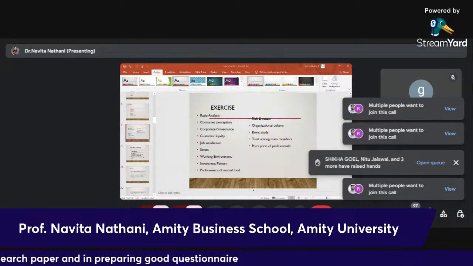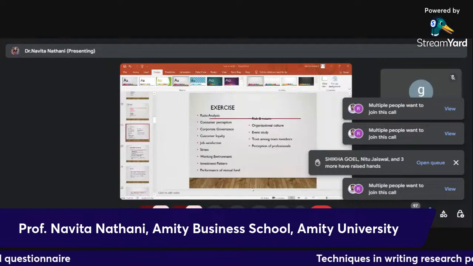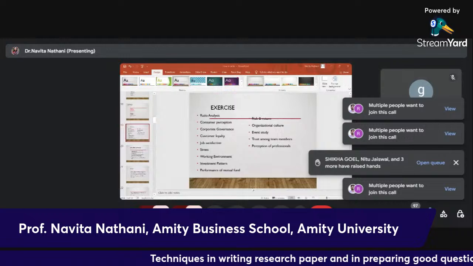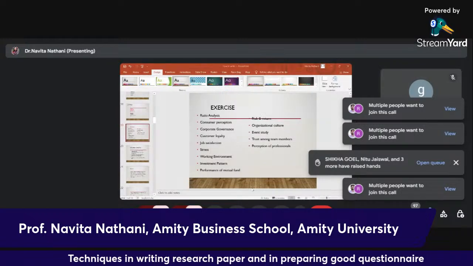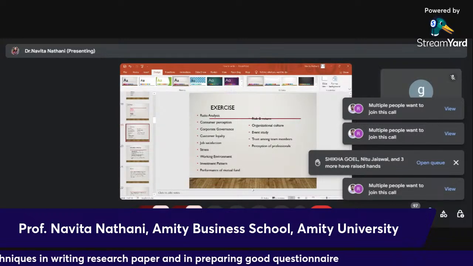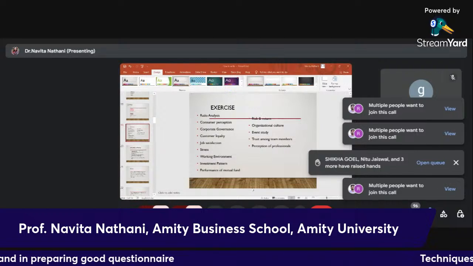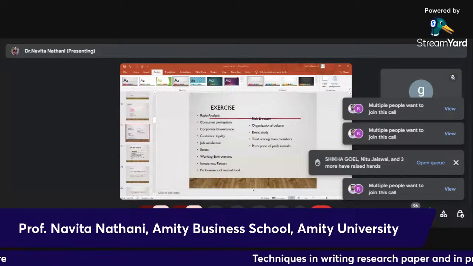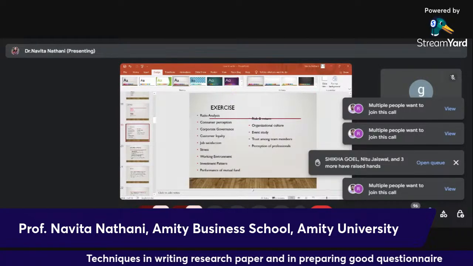Ma'am, effect of investment pattern on performance of mutual fund. Can you please repeat? The effect of investment pattern on performance of mutual funds. Okay. So there are two variables in the study, Divyansh. Yes, investment pattern as well as mutual fund performance. So performance and investment pattern, these are the two important variables in the study.